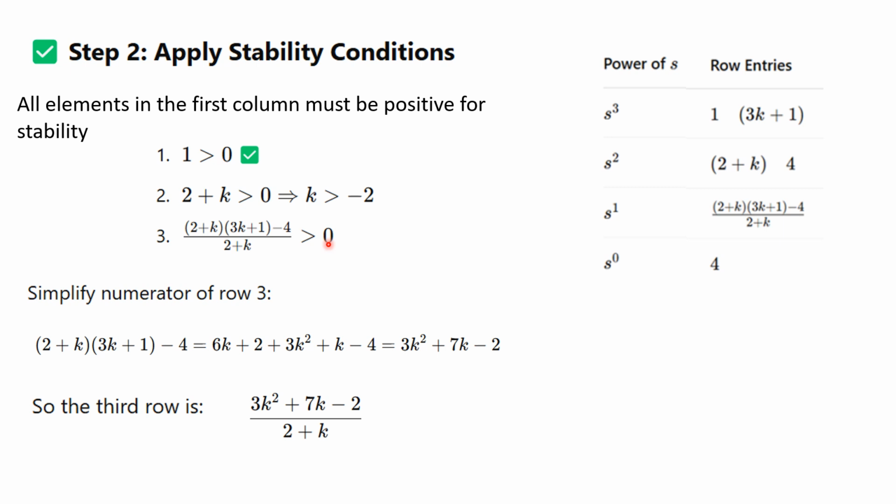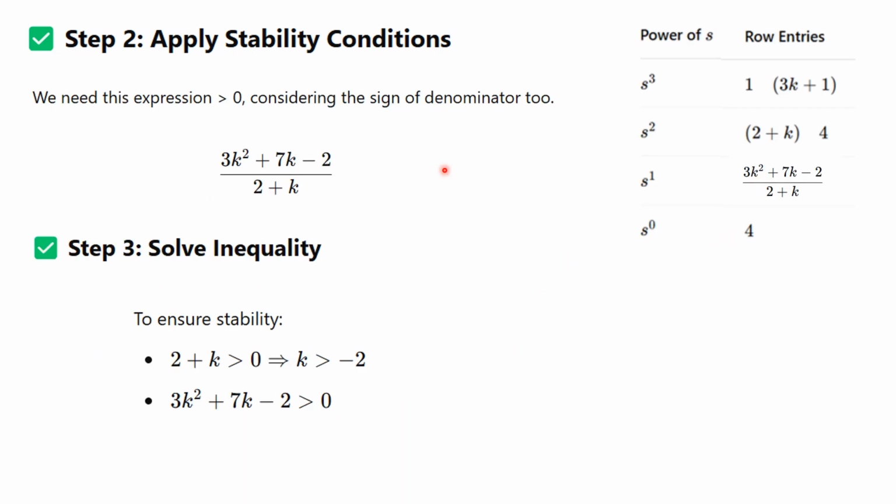Well, we can simplify the numerator by multiplying this out. So this third row here becomes the following value. This is simplified to this here, which I've shown here. So here, we need to know when this expression is greater than 0, and we have to consider the denominator as well. So to ensure stability, we want 2 plus k to be greater than 0, which means k is greater than minus 2, or we want the numerator to be greater than 0.